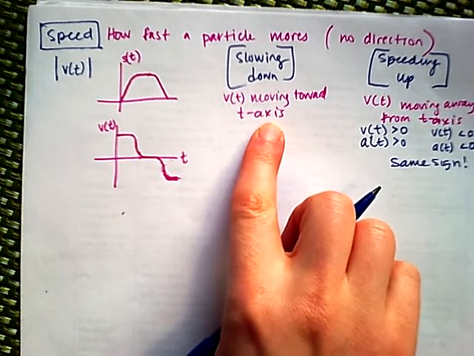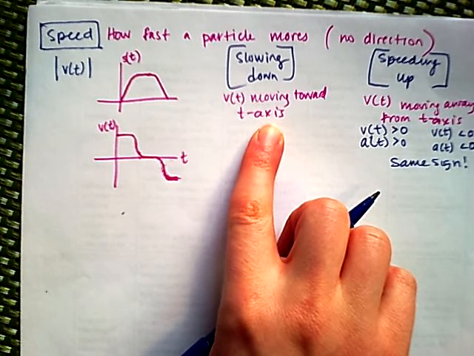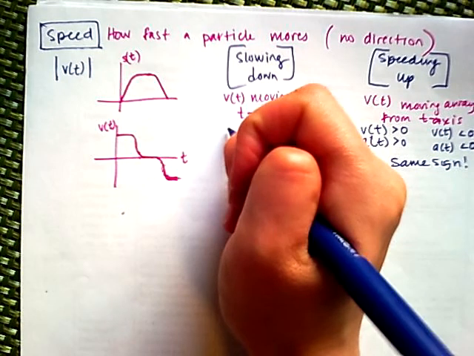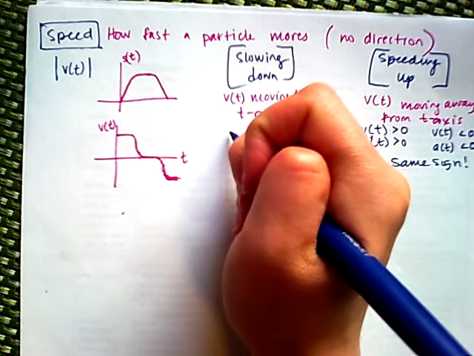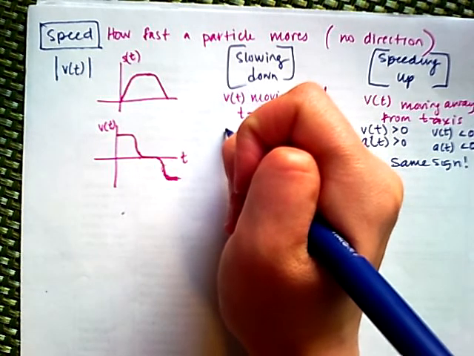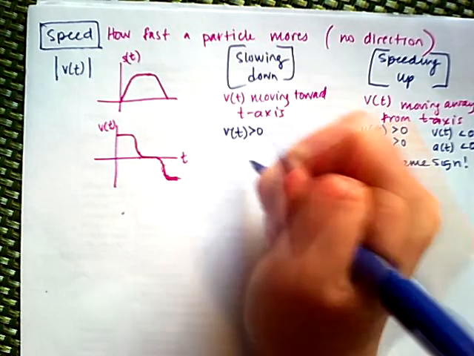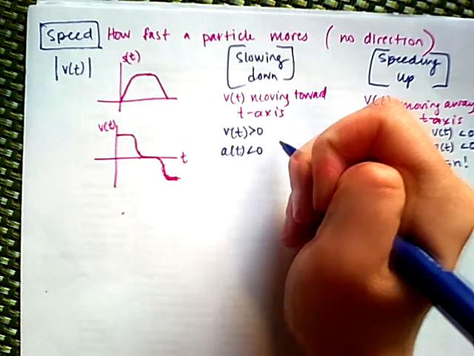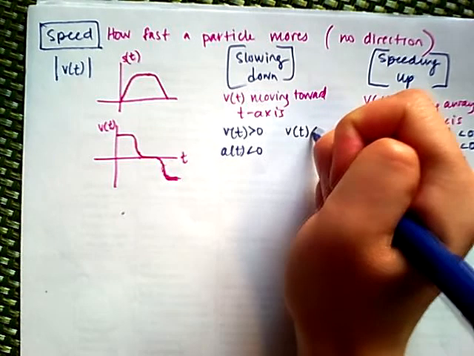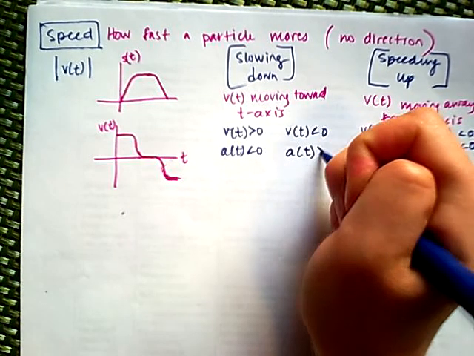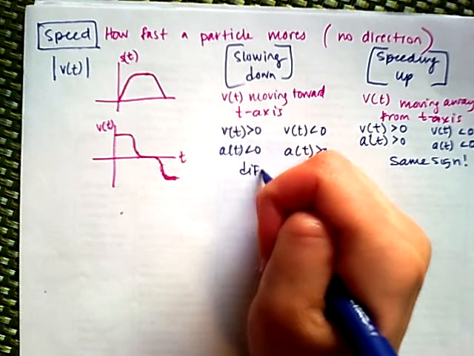And then it must be slowing down if the acceleration is moving in the opposite direction from the velocity. So that must mean that you're getting smaller speed numbers, because the absolute value must be decreasing. So then I would have v of t positive, a of t would be negative, or if v of t was negative, a of t would have to be positive. So this is where they have different signs.